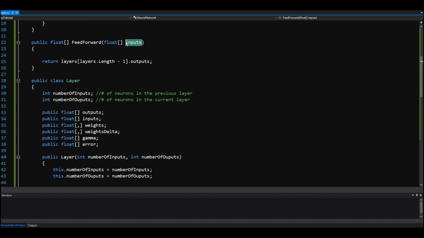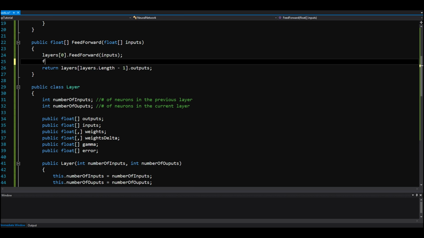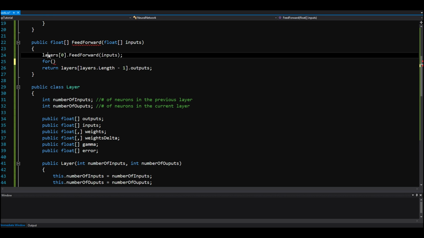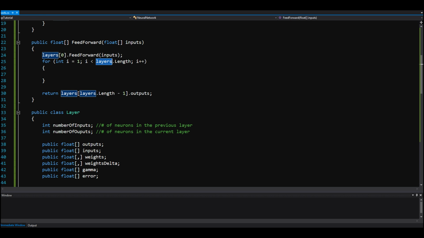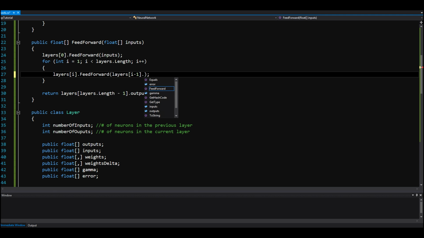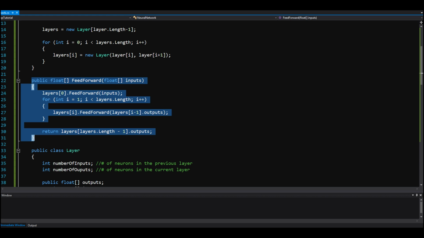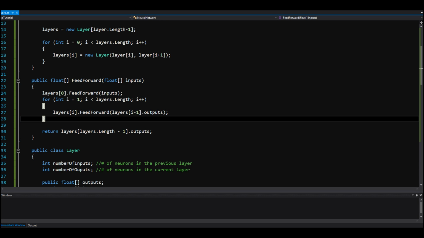We need to pass this input into the first layer. And now what we need to do is iterate over layers, starting from index 1, and feed forward these layers. The feed forward obviously needs to get the outputs of the previous layer and pass them as the input: the layers at I minus 1 dot output. So this right here will now feed forward our entire neural network.